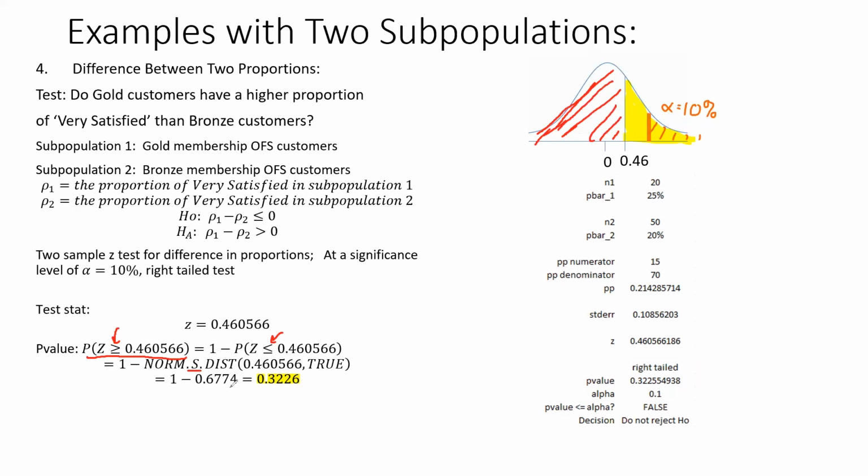So that is 67.74% of the data there. So 1 minus 0.6774 gives us 0.3226, which is what's highlighted in yellow there. And so, let's go ahead and go over how I got this out of Excel.